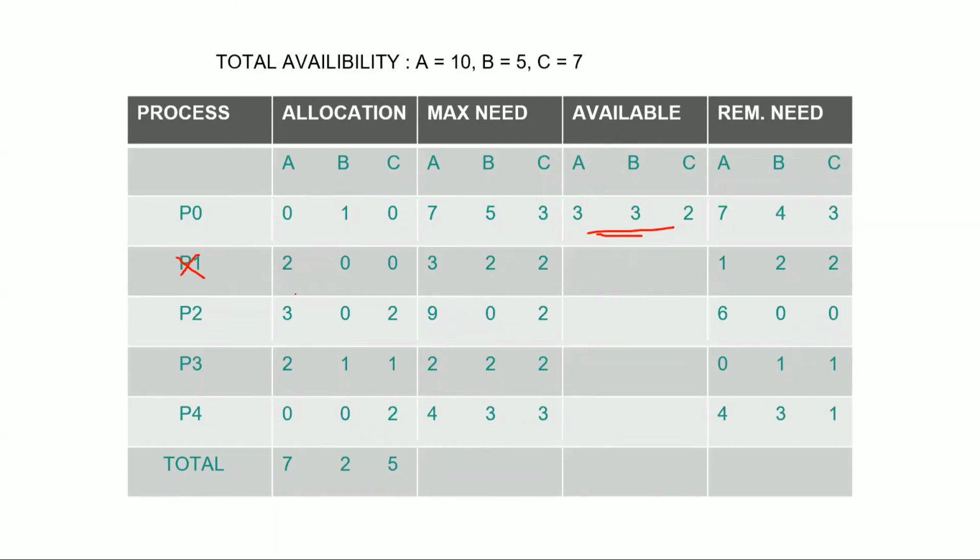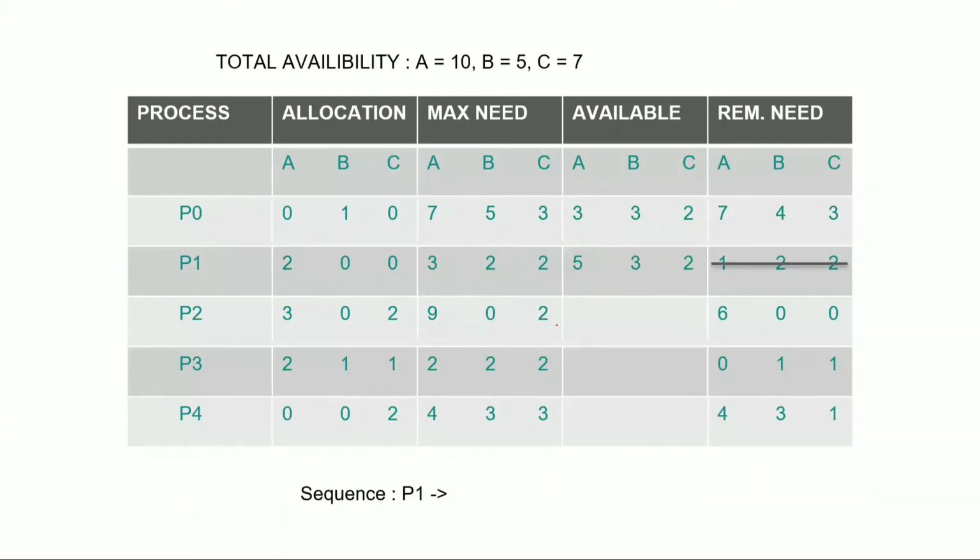So the scenario is P1 has been executed, and we have 2 more resources of A added to our available system. Okay, so this will be like this. P1 is completed and it has released its resources, and we have 5, 3, 2 available now. Okay, right. So moving further, then we will check for P2.